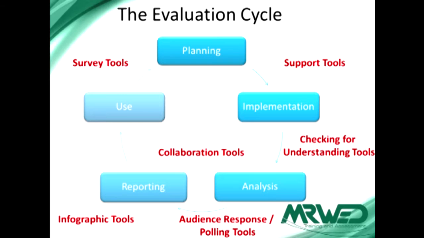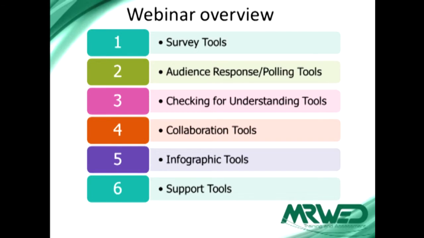And basically what we're going to be doing through this presentation today is moving through those 6 types of tools. We're going to be starting with the survey tools, moving through to audience response polling tools. The third one will be checking for understanding. The fourth one, collaboration, then infographics, and then support tools. So that's the 6 sections we're going to be moving through today.